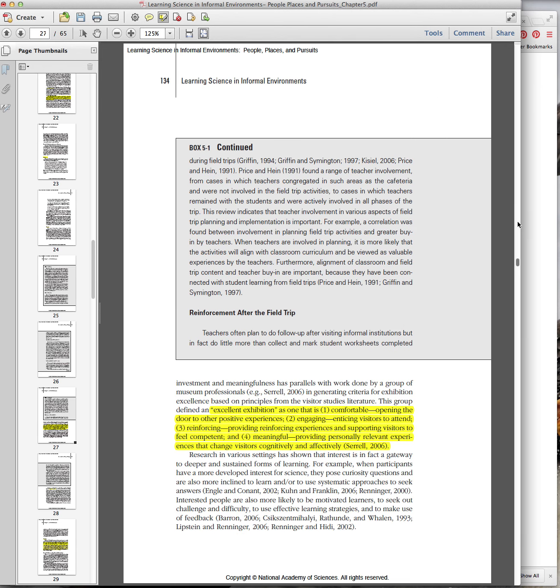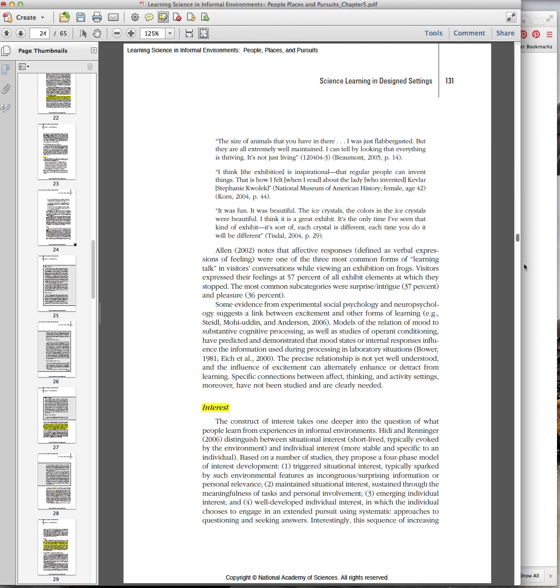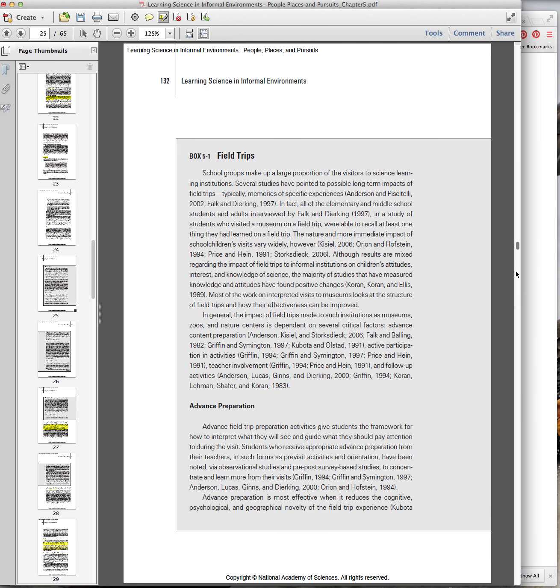Okay, now I want you to go back and read that box on field trips. This is an important box. Field trips are a critical part of designed settings. What are field trips effective at? What is their impact dependent on? How do we know? What does the research say? In particular, how does teacher involvement play a role? How do we know that advanced preparation for field trips impacts the learning?